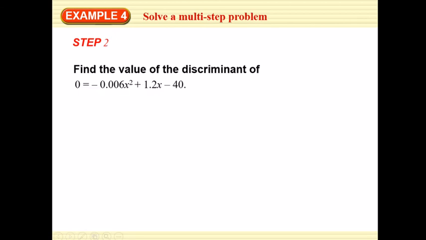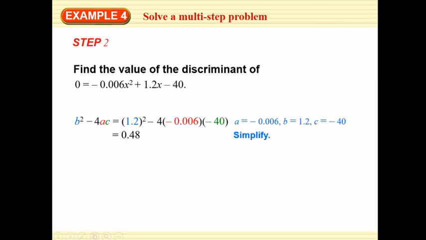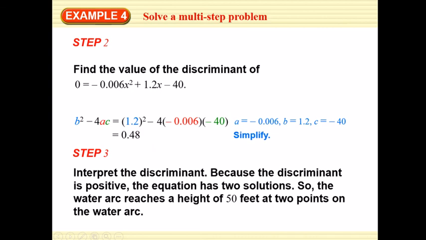So then we can use the discriminant, even though, yeah, it's decimals, it's ugly, but it's fine. Alright, it comes out to a positive 0.48. So, the way to interpret that is because the discriminant is positive, there are going to be two solutions. So the water arc reaches a height of 50 at 2 points on the water arc.